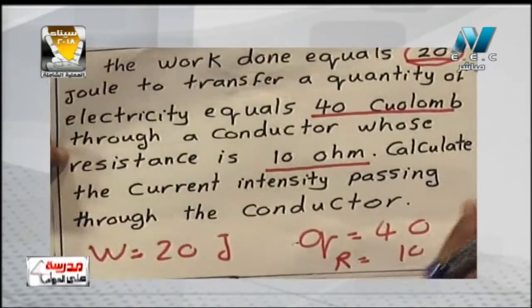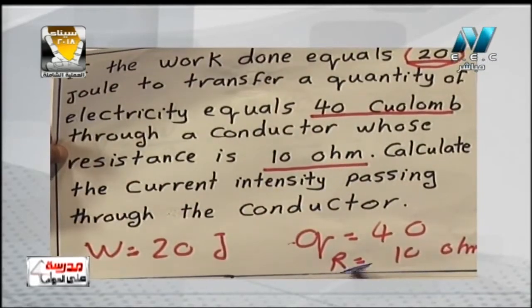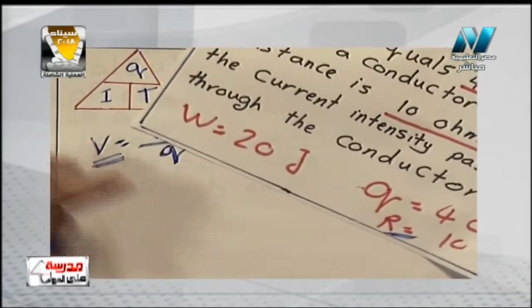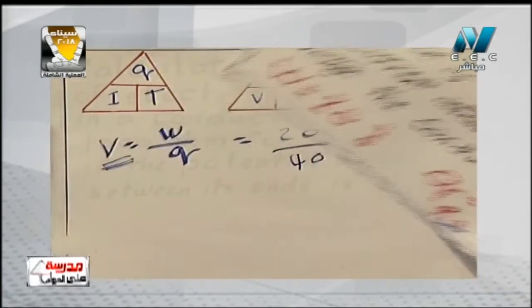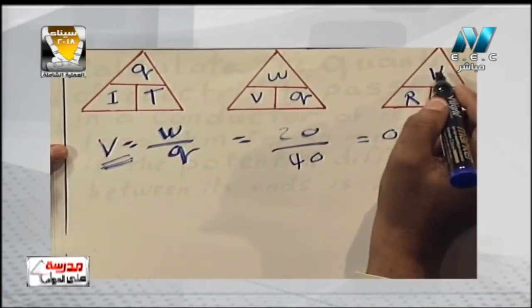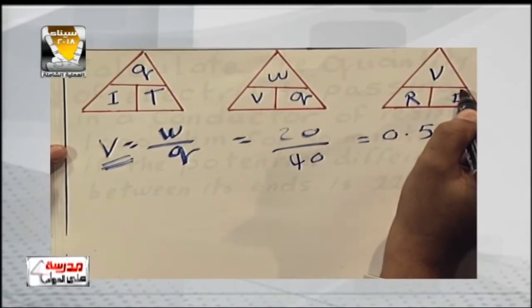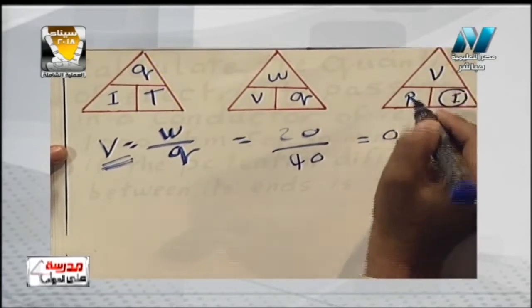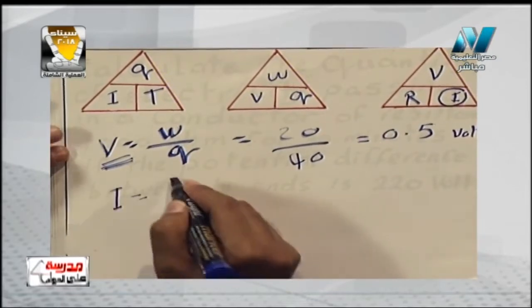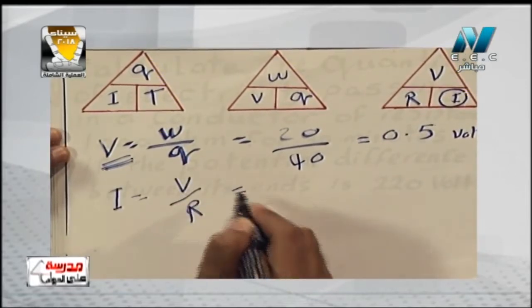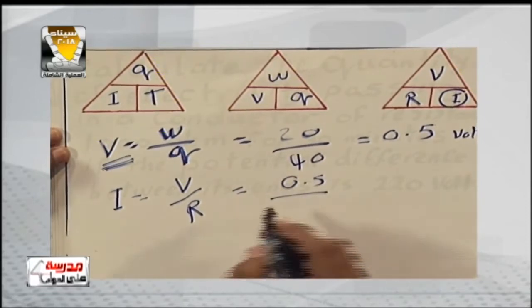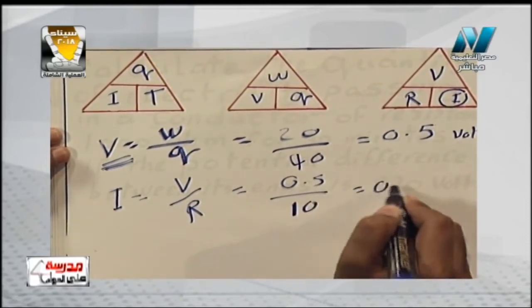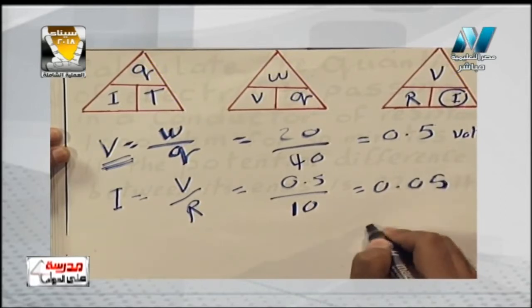Now I have the first given, and I have another given which I didn't use yet, R. So now I have V and I have R. Which relation is between V and R? Easily I can deduce that I equals V over R, which equals 0.5 divided by 10. So it will be 0.05 ampere.